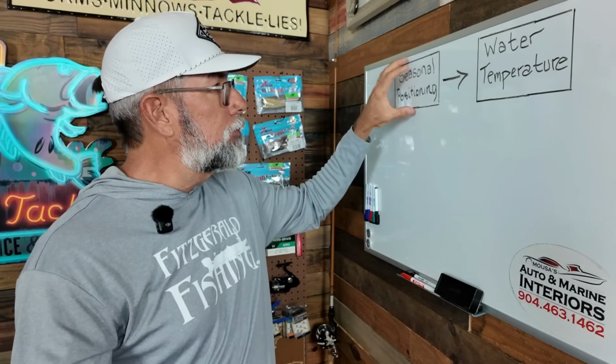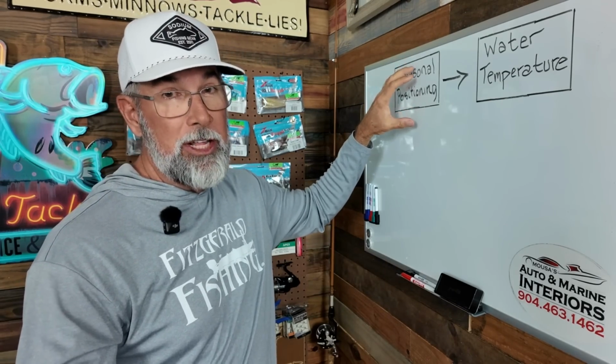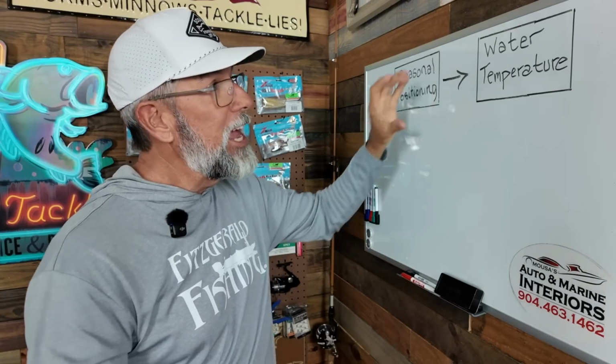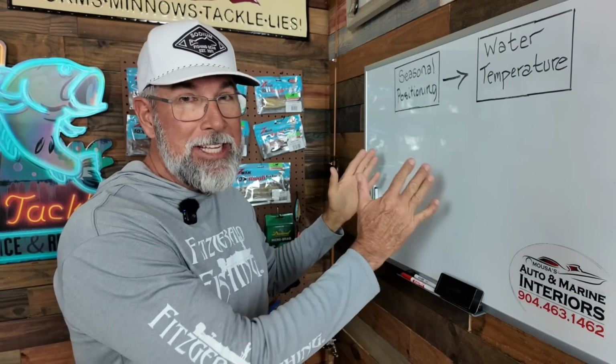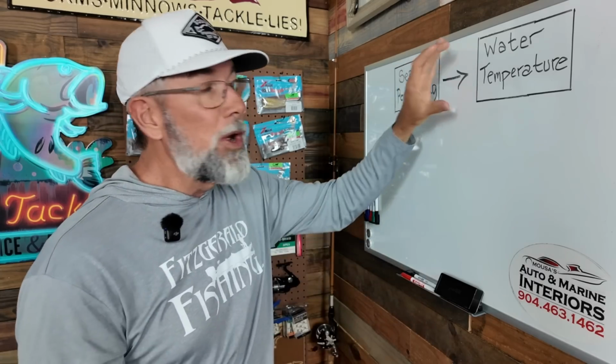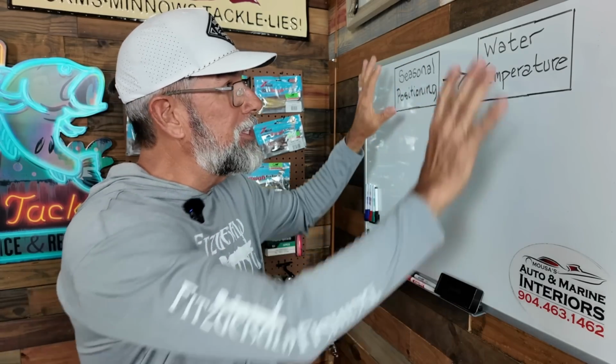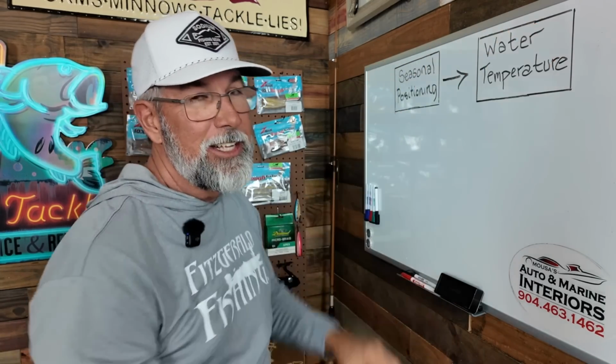So seasonal positioning is going to tell you about where in the map grid the fish should be, and then the water temperature is going to tell you where in that piece that you've narrowed it down to, where they should be based off that. So these two are very connected.